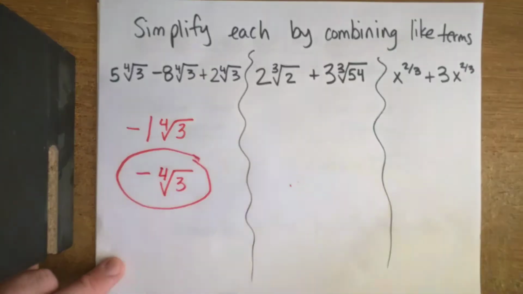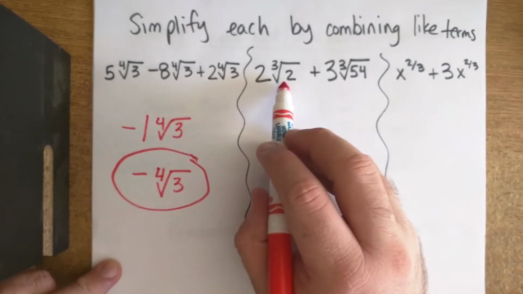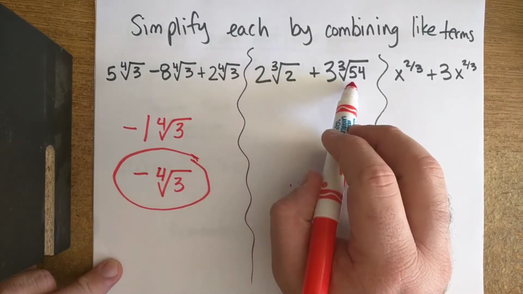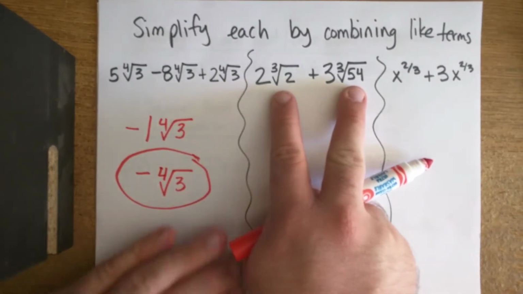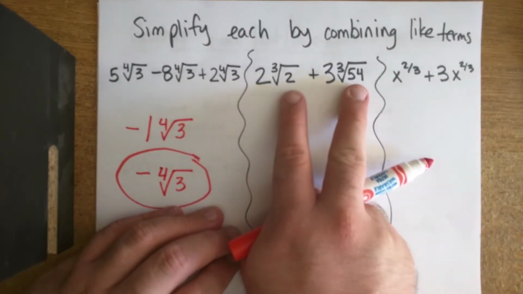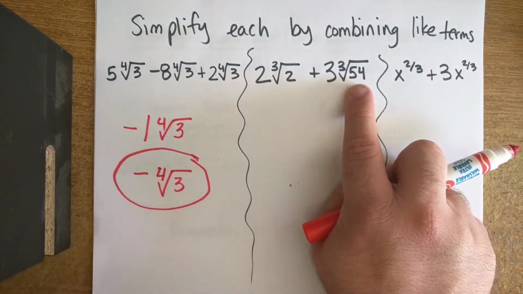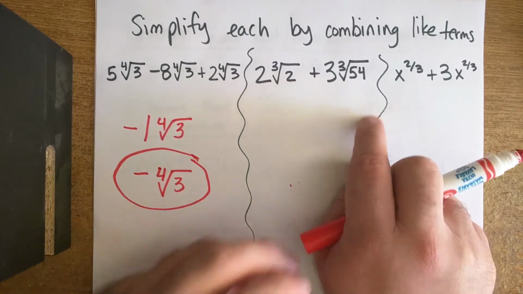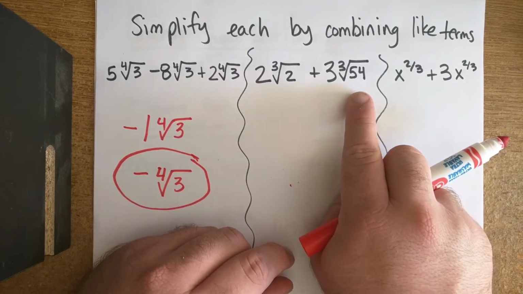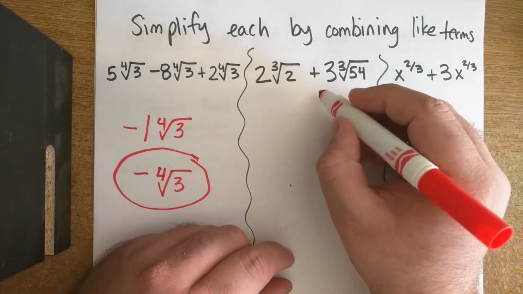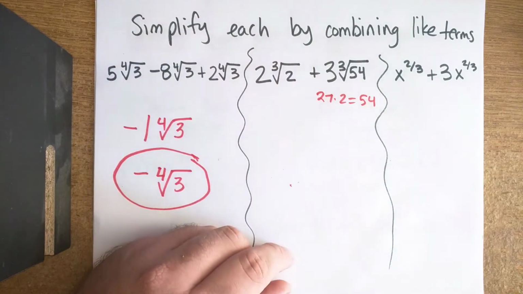Let's go ahead and do this problem. Now here I have the cube root of 2 and the cube root of 54. Now they have cube roots, but the numbers inside are not the same. We need the numbers inside to be the same. What we're going to do is, we need to know our perfect cubes. So if we look at our perfect cubes list, or if we know it by heart, 27 is a perfect cube. And 27 times 2 is 54.